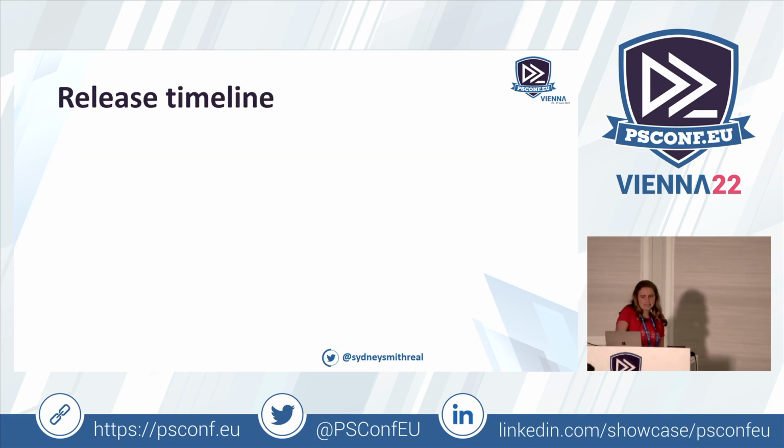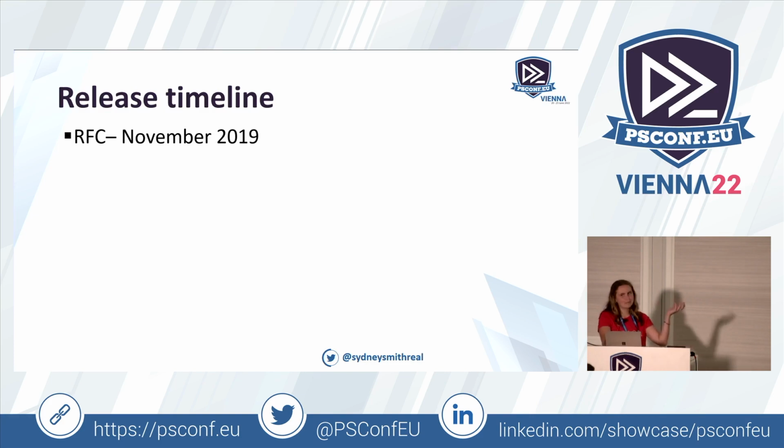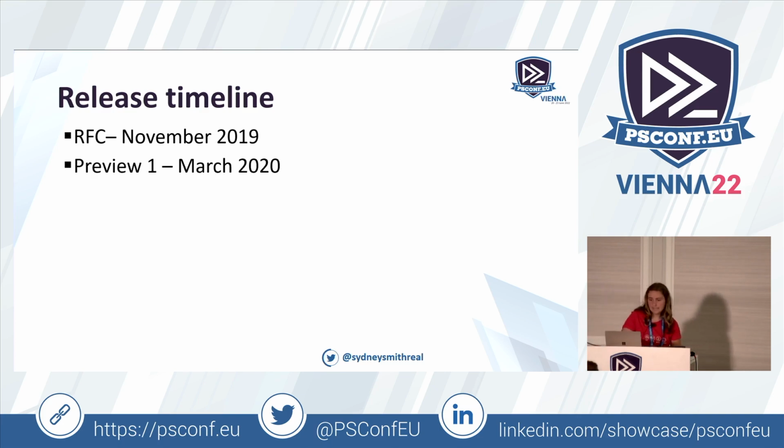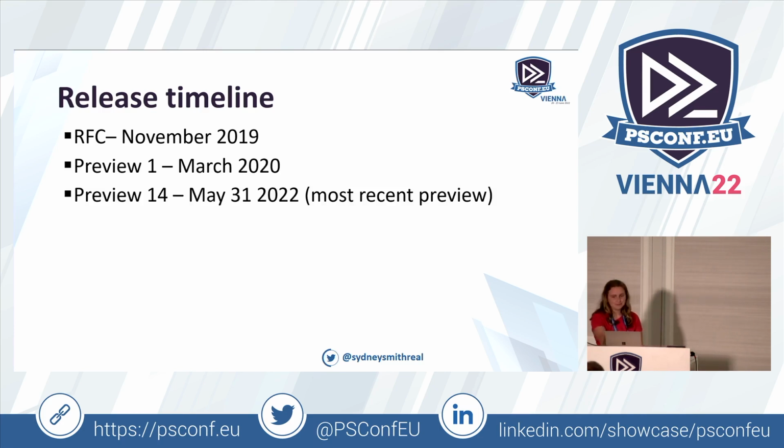So with that, thinking a little bit about release timeline, where we are in the progress of the module. The RFC was published in November of 2019. We announced this big effort to rewrite PowerShellGet, and we got tons of amazing community feedback that really helped us to decide which of these changes to prioritize, which ones to make, and so that's been a really big part of our development. Back in March of 22, we had our first preview release of this module, and most recently we had our preview 14 release.